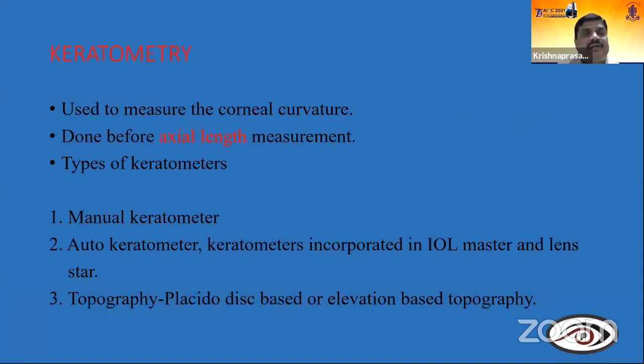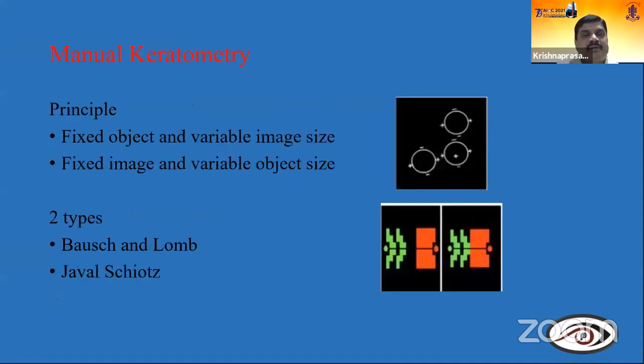So coming to keratometry, it is used to measure the corneal curvature, done before axial length measurement. There are two types of keratometers: one is manual keratometer, one is auto keratometer, where keratometers are incorporated, especially in IOL Master and Lenstar. Coming to topography, as we all know, it is Placido-based or elevation-based. Coming to manual keratometry, the basic principle is fixed object and variable image size, along with fixed image and variable object size. This is what we used to use before, the Bausch and Lomb and Javal-Schiotz.